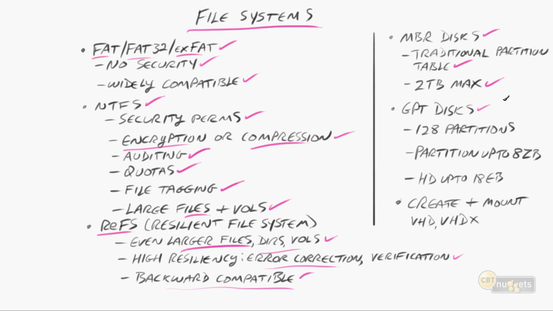A GPT disk will give you up to 128 partitions, so pretty expandable there, and a partition size up to 8 zettabytes. Wow. That's again just a huge size. A hard drive can be up to 18 exabytes in size. So these are really pretty staggering storage amounts that you can work with there.